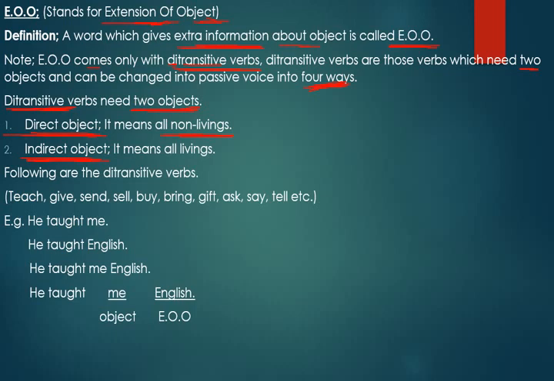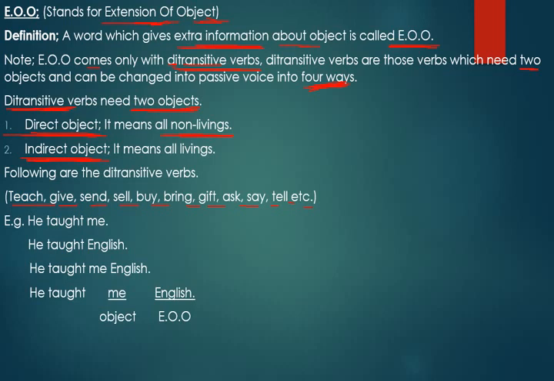So following are the ditransitive verbs. For your help, I have given some ditransitive verbs in brackets. Teach is a ditransitive verb, give, send, sell, buy, bring, gift, ask, say, tell, etc. There can be some more which we will discuss when we start verbs in detail with their passive. But here, since it is the fourth part of your predicate, the concept of sentence should be clear for you.